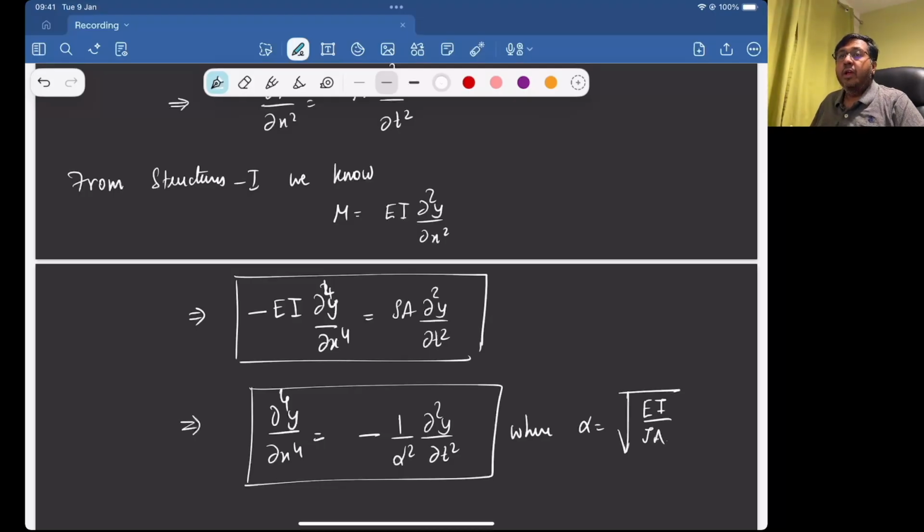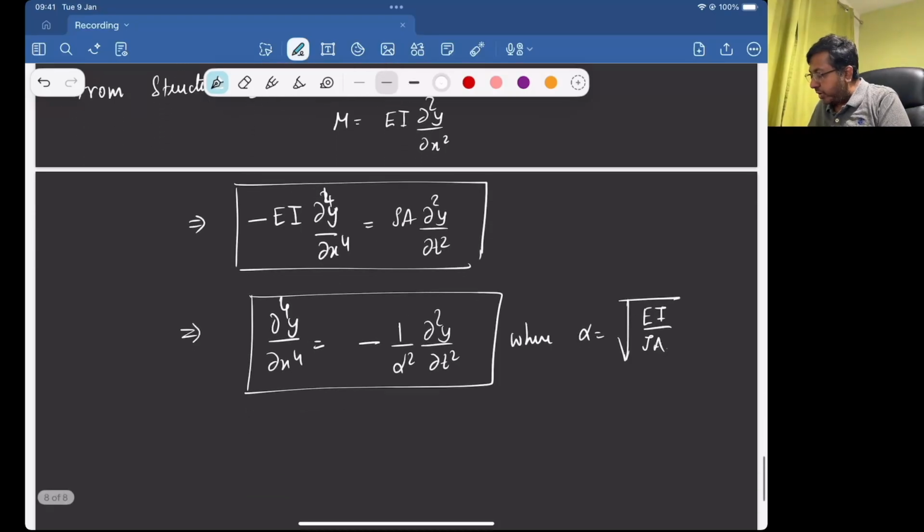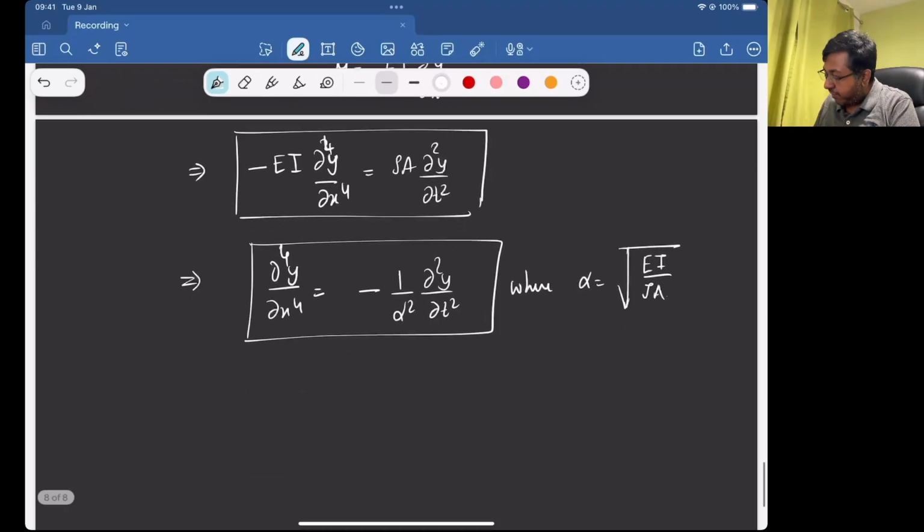Essentially, EI is a kind of bending stiffness that resists curvature, and ρA is the mass per unit length that resists acceleration. Overall, α gives a flexural rigidity to inertia ratio parameter. Okay, so let's keep this now. One of the things we see is that what we have here is a fourth order equation.